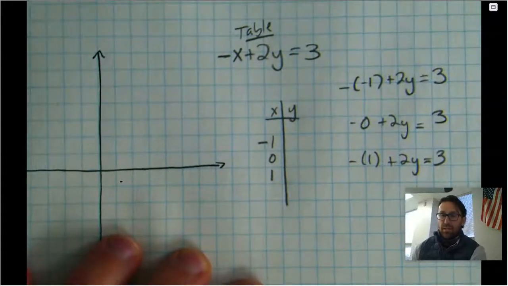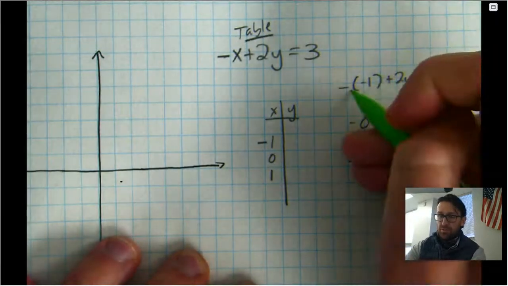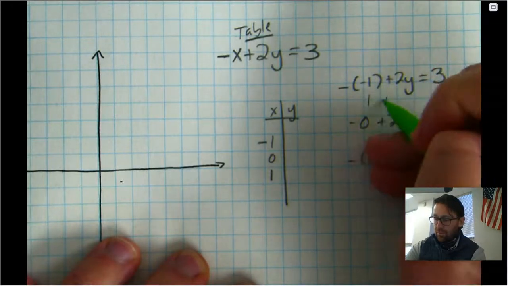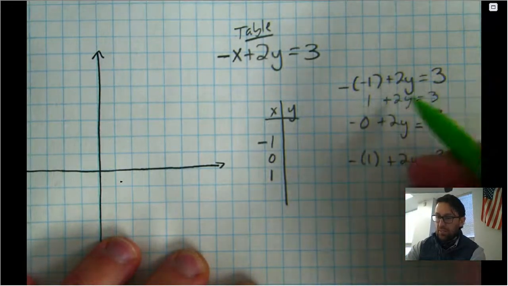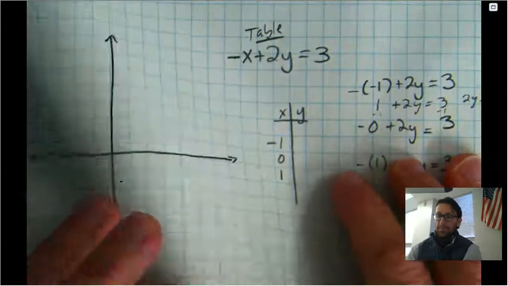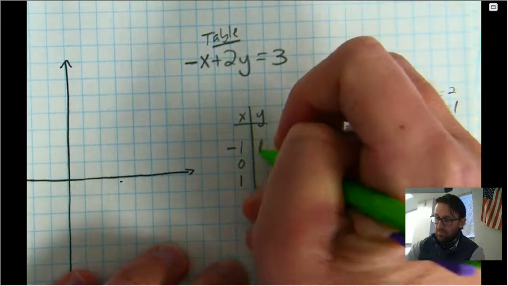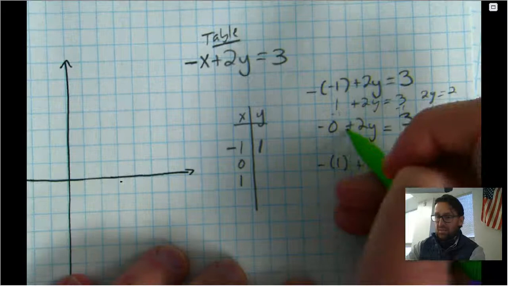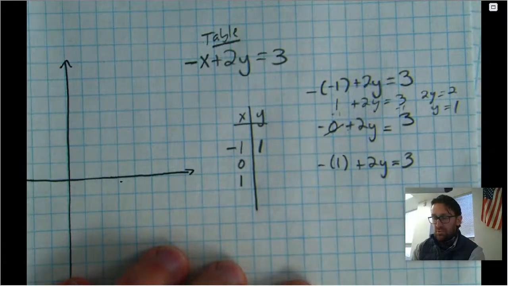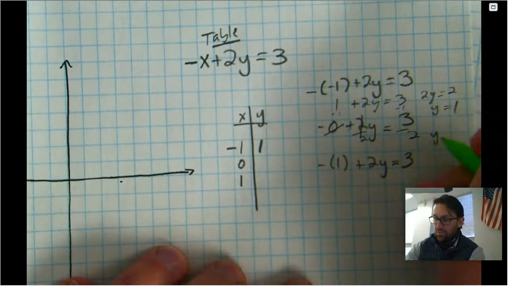So I plug in -1, 0, 1. You can pick any number and plug them in for x. You just need to make sure you've got 2 points. So -1 would be 1. And then we subtract 1 from both sides. So I got 2y equals 2. So y equals 1. Now, -0, there's no such thing, so that's just 0. Divide by 2, y equals 1.5.